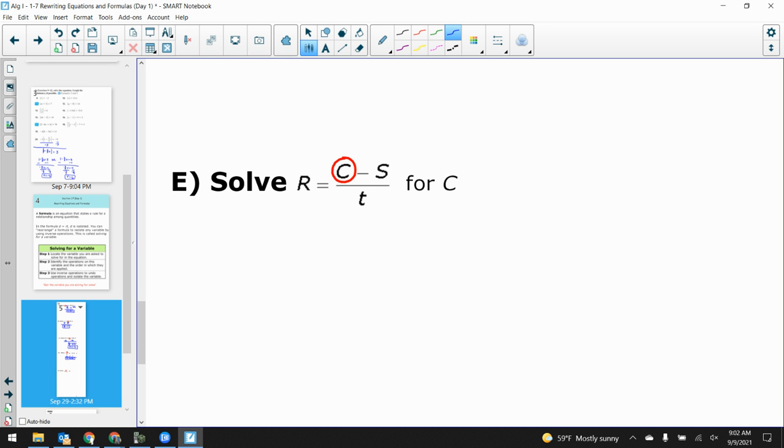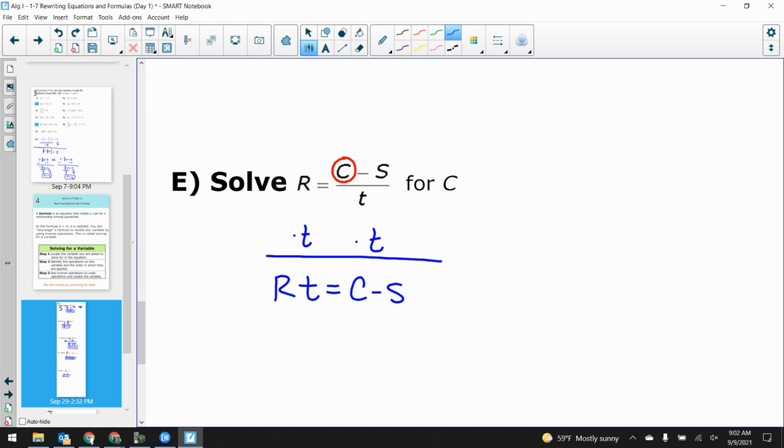Same thing applies here. I've got to get that t over to the other side first before I can break into the numerator of that fraction. So let's do that. Let's multiply by t over to the other side first before I break into the numerator of that fraction. So r times t, or rt, is equal to c minus s.